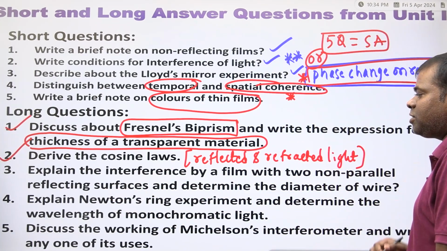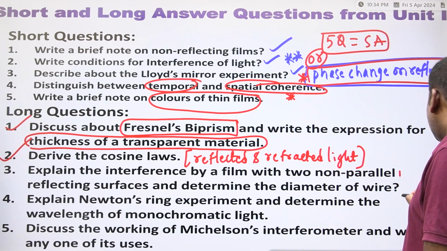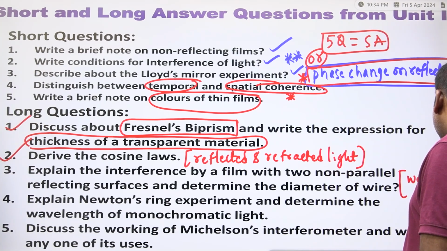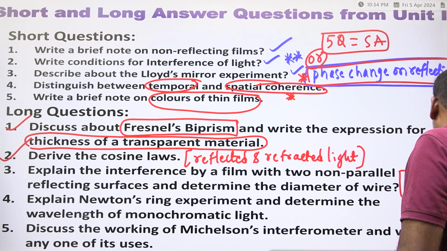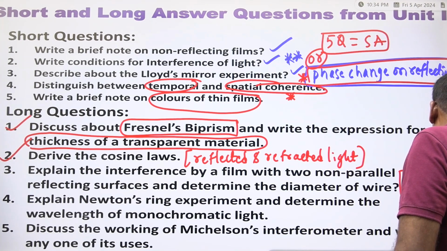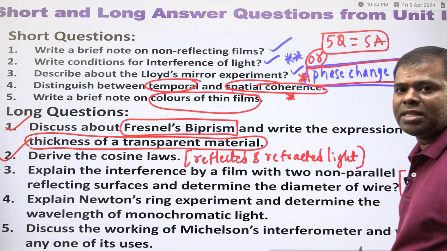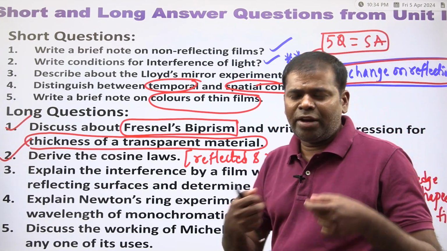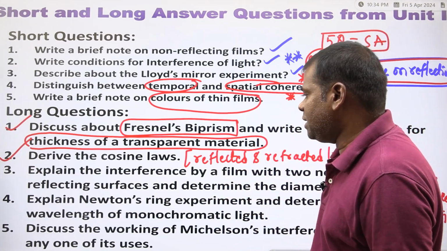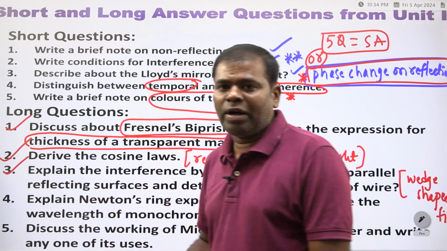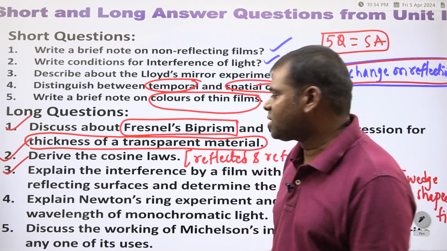The third one is explain the interference by a film with 2 non-parallel reflecting surfaces and determine the diameter of the wire. This is nothing but wedge-shaped film. Using the wedge-shaped film, we are finding the diameter of the wire. Whatever the wire, if you use air, that air thickness also we have to find. This is very important. Third one. This question already came last time.